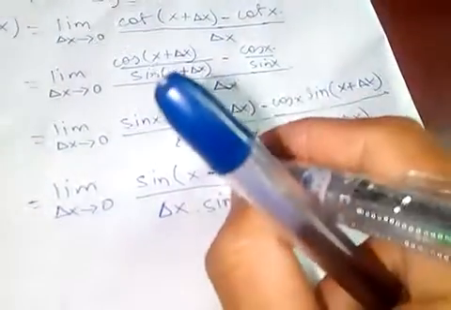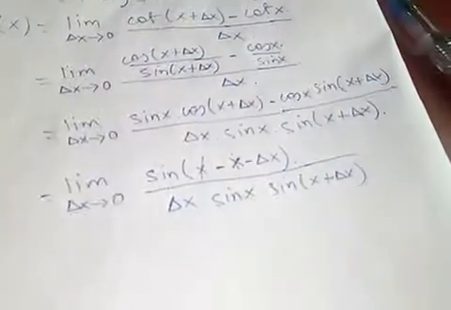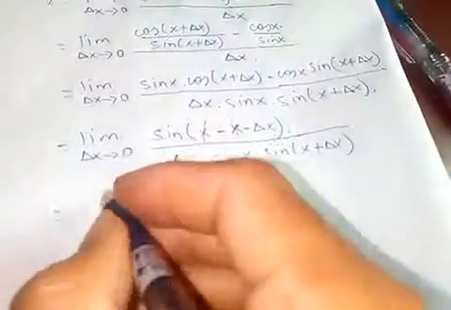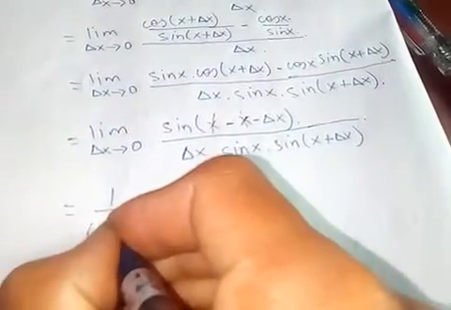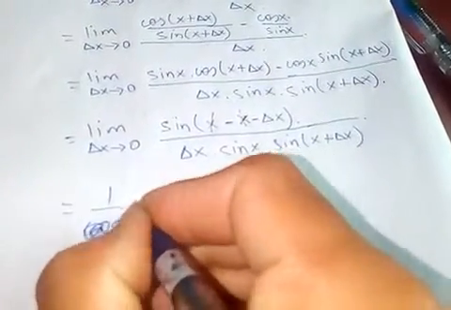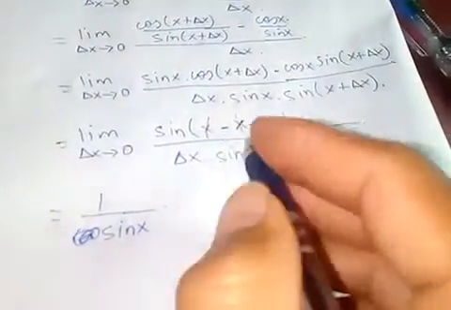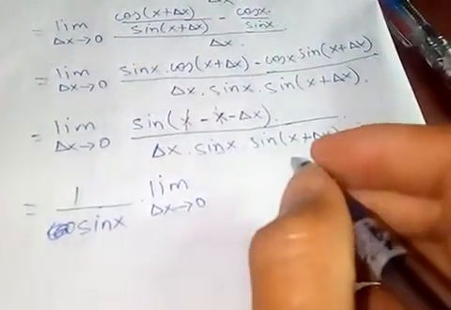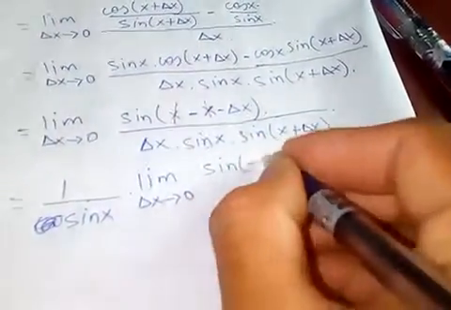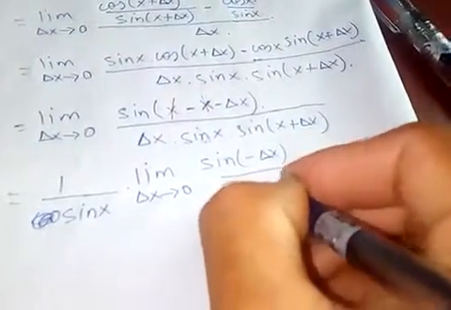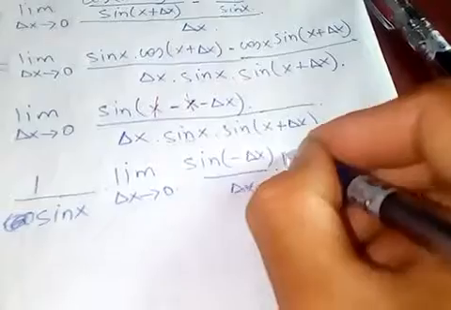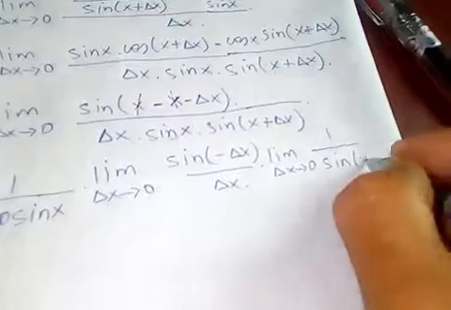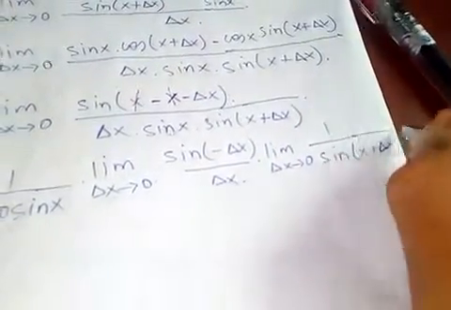Okay, now this and this will get cancelled out, and here sine x does not contain delta x, so it can come out here, sine x, and what we are left with is the limit as delta x tends to 0 of sine of minus delta x over delta x, using the properties of limit, the limit as delta x tends to 0 of 1 over sine of x plus delta x.